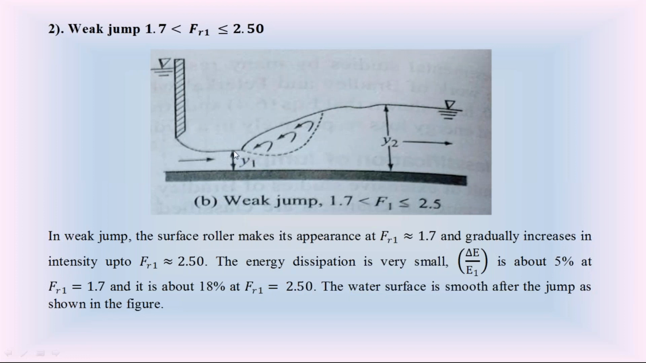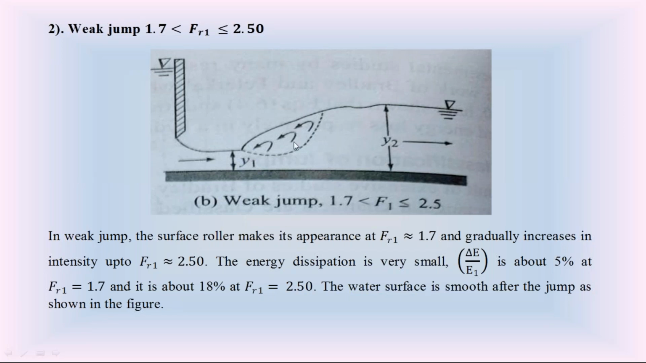This is called the weak hydraulic jump if the Froude number FR1 is greater than 1.7 and less than or equal to 2.5. Whereas in the first case, the angular hydraulic jump, Froude number FR1 is greater than 1 and less than or equal to 1.7. In the weak hydraulic jump, the Froude number is between 1.7 and 2.5.